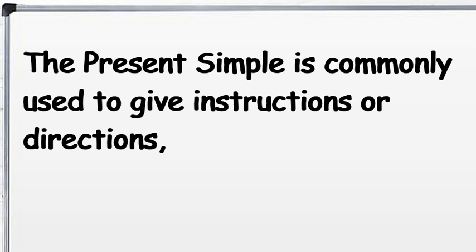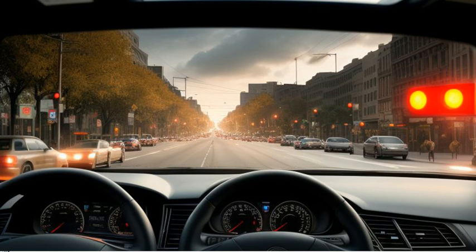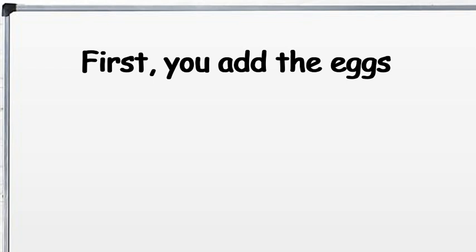Instructions and directions. The present simple is commonly used to give instructions or directions, such as you turn left at the traffic light, or first, you add the eggs and then you stir the mixture.